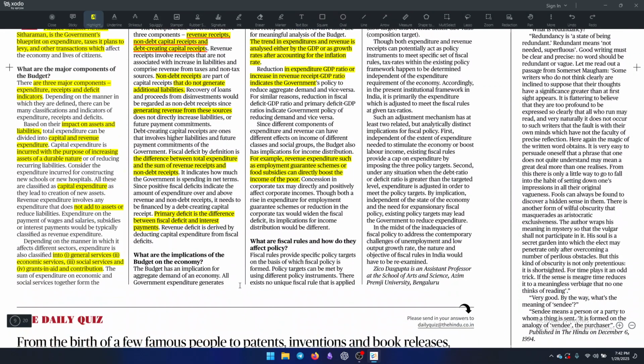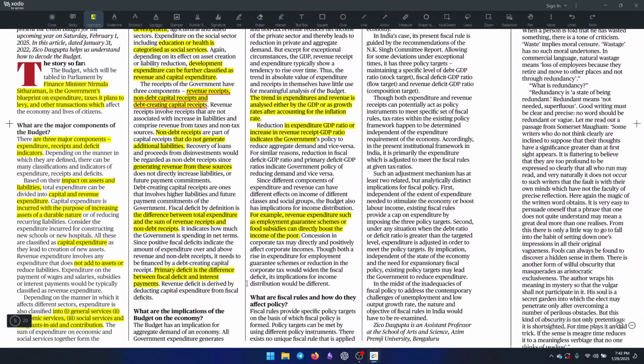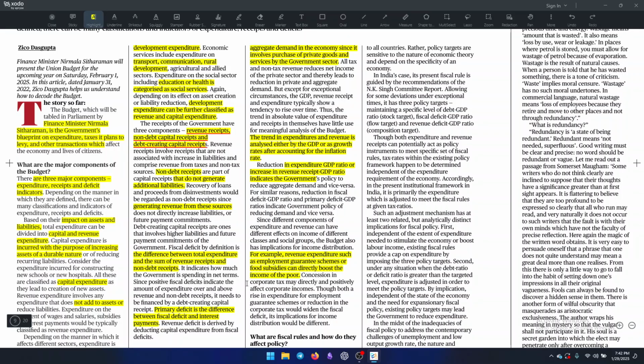What are the implications for budget? The budget has an implication for aggregate demand of an economy. All government expenditure generates aggregate demand in an economy since it involves purchase of private goods and services by the government sector. All tax and non-tax revenues reduce net income of the private sector and thereby lead to a reduction in private and aggregate demand. But except for exceptional circumstances, the GDP, revenue receipt, and expenditure typically show a tendency to rise over time. Thus, the trend and absolute value of expenditure and receipts in themselves have little use for meaningful analysis of the budget.